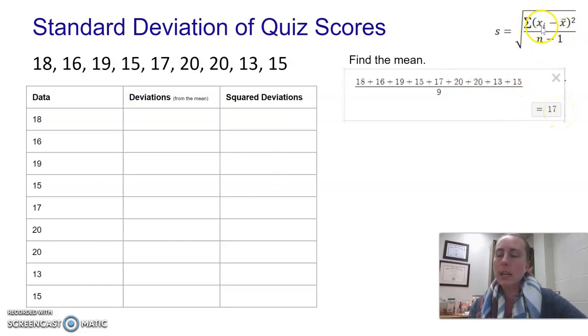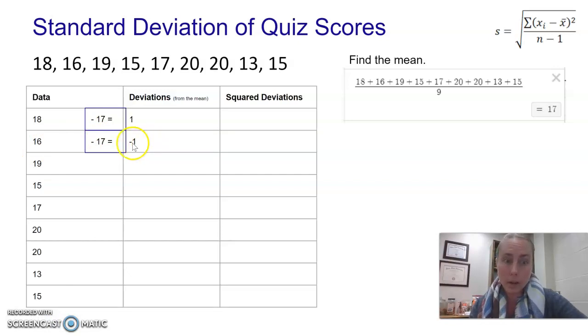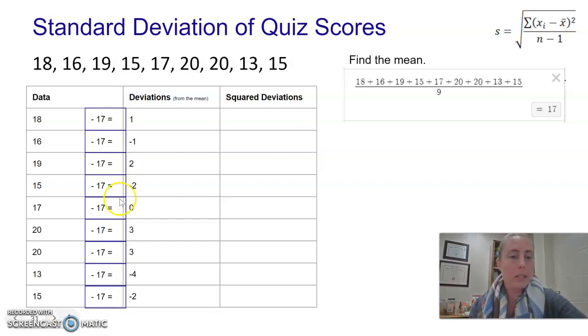Following this formula, we'll take each value and subtract the mean. That's called the deviation. So the first one will be 18 minus 17. Remember, 17 was our mean, and that gives us 1. We're going to do that again. 16 minus 17, again subtracting the mean, gives us -1. You're going to see negative and positive values in this deviations column. We'll continue subtracting the mean from every single one of our data values and getting all of our deviations. We're going to have 9 deviations. This is how far away each data value is from the mean.